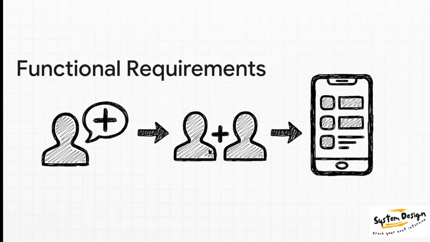These are basically the promises we make to you, the user, about what the product actually does. Pretty simple stuff, right? You can create a post, you can follow other people, and you get a feed of their posts. Newest first. Easy.